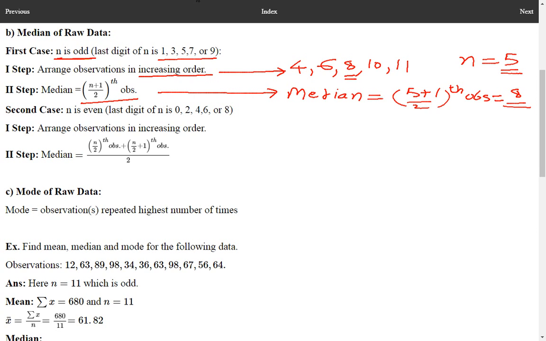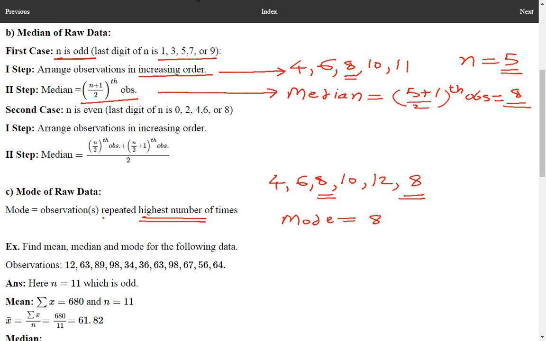Then how to find mode? Mode is simply observation or observations which are repeated highest number of times. Let us see another example. Suppose we have the data of 4, 6, 8, 10, 12 and 8. So here observation 8 is repeated 2 times, hence its mode is 8.